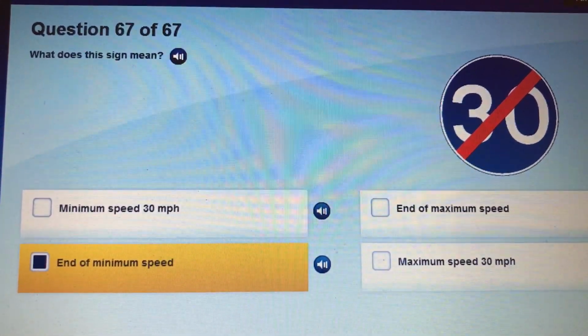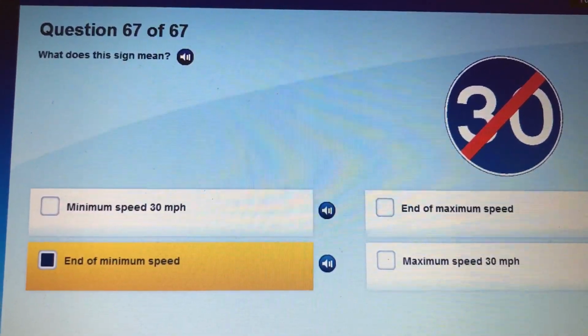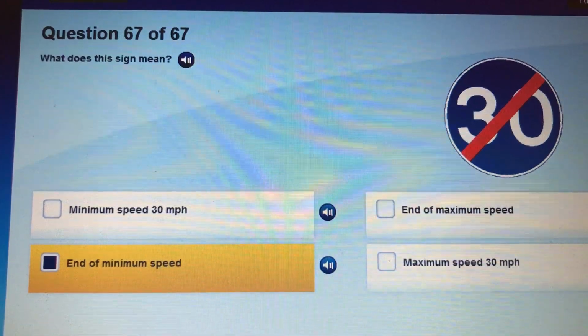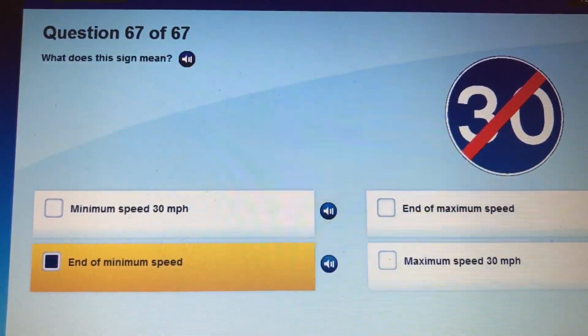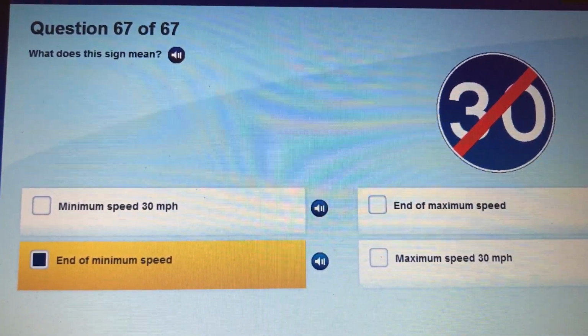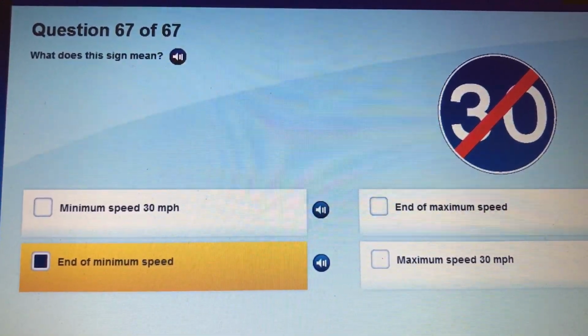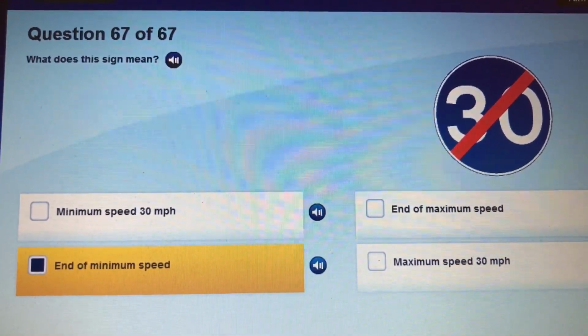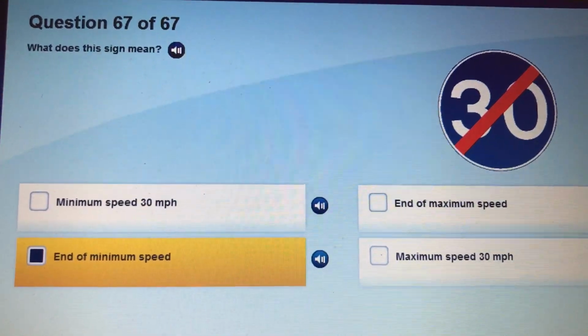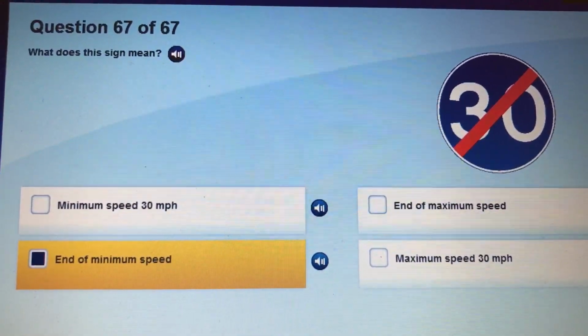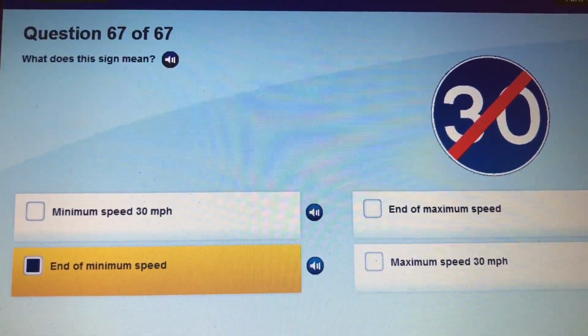67 questions. Topic: Rules of the road. In the picture you can see it is minimum speed 30 miles per hour, but there is a red cut, means end of minimum speed.